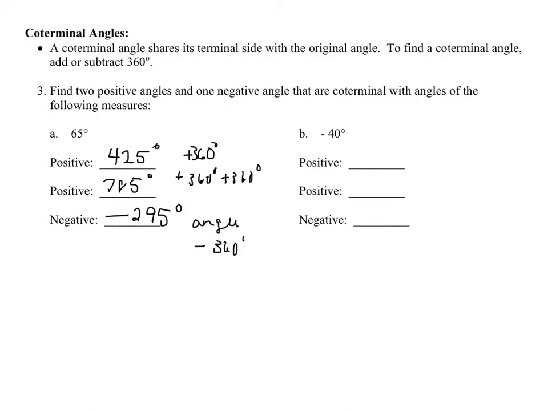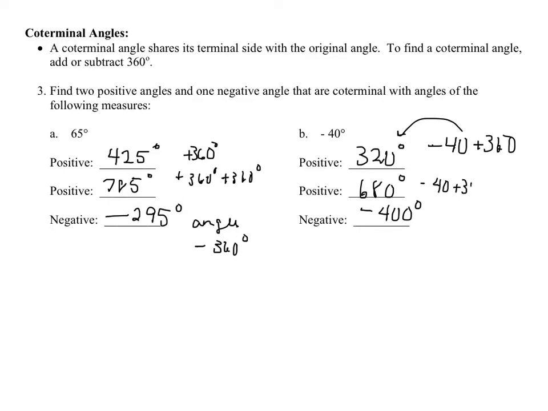Good? Now the other one I'm doing starting with negative 40, and I'm going to add 360 to it, and that gives me 320 degrees. And then I add another 360, I'll get 680. Good? And then I start off with negative 40, and I subtract 360, and I'll get negative 400. Cool? So for this one, I start with negative 40, and I add 360. That gives me this. This one, I start with negative 40, add 360, add another 360. That's how I got this one. This one, I start with negative 40, and I subtract 360, and that's how I get that one.